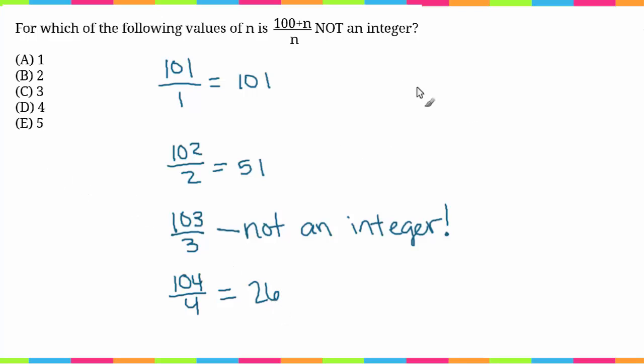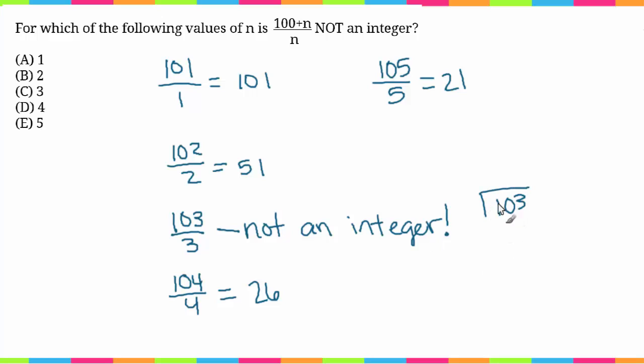Lastly, we have a 5, so that would give us 105 over 5. For a number to be divisible by 5, the ones place has to be either a 0 or a 5, which in this case it is. So this is an integer, and that would actually give us 21. Therefore, we have shown that A, B, D, and E are all integers. However, C is not an integer, and I can go ahead and show you why.